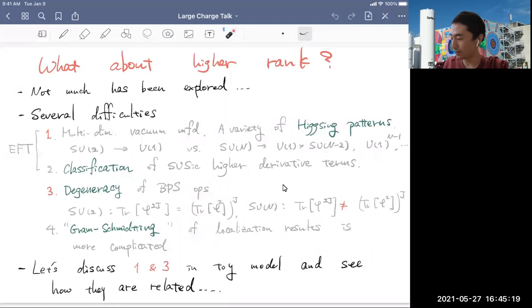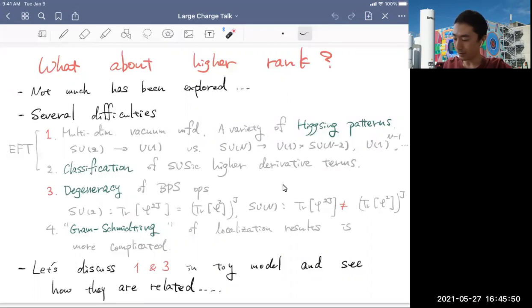Of course, when we normally talk about the Coulomb branch effective field theory, we normally have in mind this Higgs pattern, but in principle, there can be other Higgs patterns. The second difficulty is the classification of higher derivative terms, but I have nothing intelligent to say about this. It is certainly a technical difficulty. And the third difficulty is the degeneracy of BPS operators.